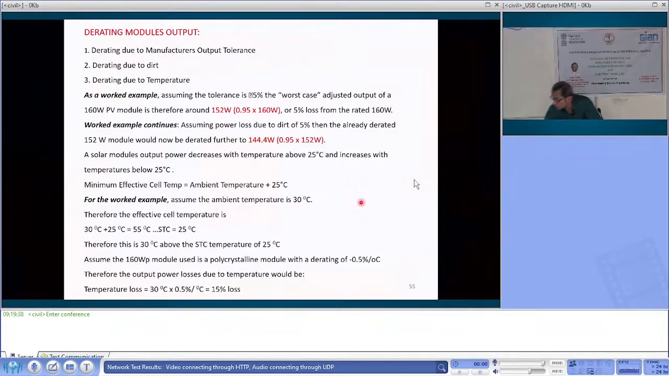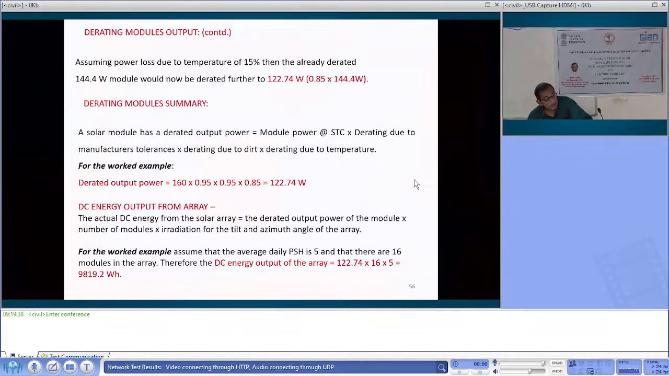You can go through this because we don't have time. The factors for the PV modules are indicated. The summary shows how the final output power will reduce for a 160 watt module to 122.74. We should know why our module output has reduced and from which factors. The supplier told us it is 3 kilowatt when supplying, so one can also calculate by considering the factors.